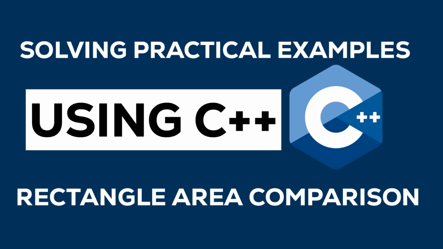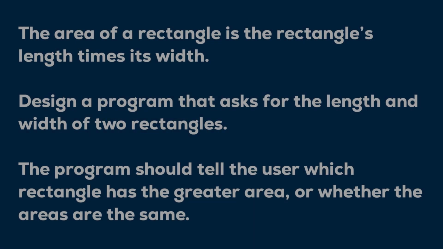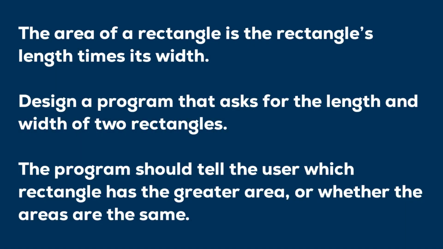In today's video, we will be creating a C++ program to compare the areas of two triangles. Let's read the question together. The area of a rectangle is the rectangle's length times its width. Design a program that asks for the length and width of two rectangles. The program should tell the user which rectangle has the greater area, or whether the areas are the same.